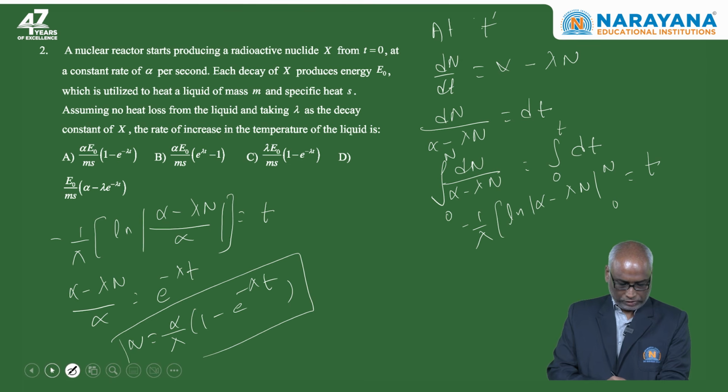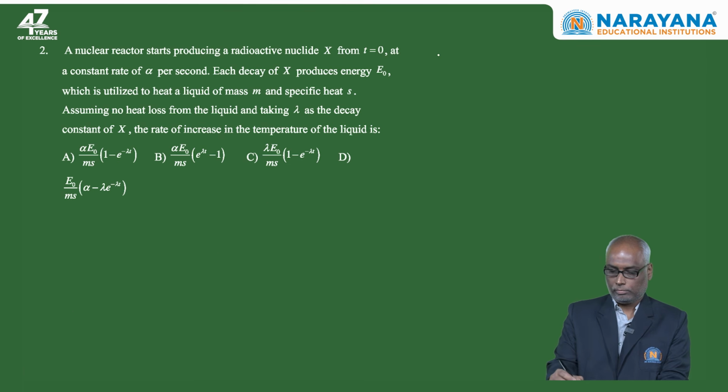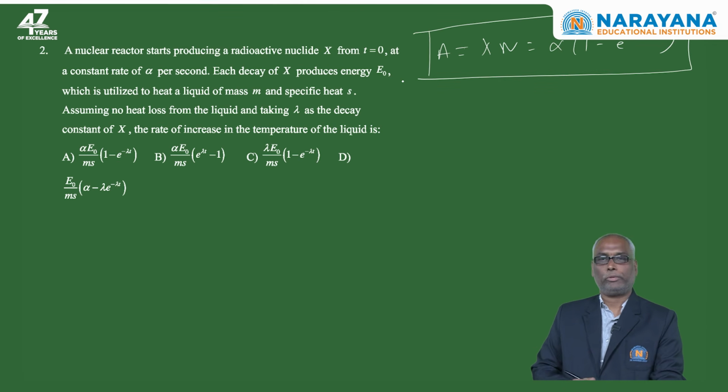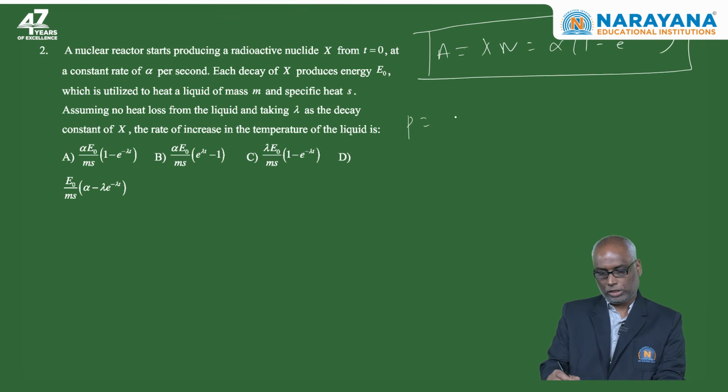So, the activity is equal to lambda N, which becomes alpha into 1 minus e to the power of minus lambda t. This gives the number of nuclei undergoing disintegration per unit time. Because each decay produces energy E naught, the power generated becomes the activity into E naught, and this is utilized for heating the liquid.